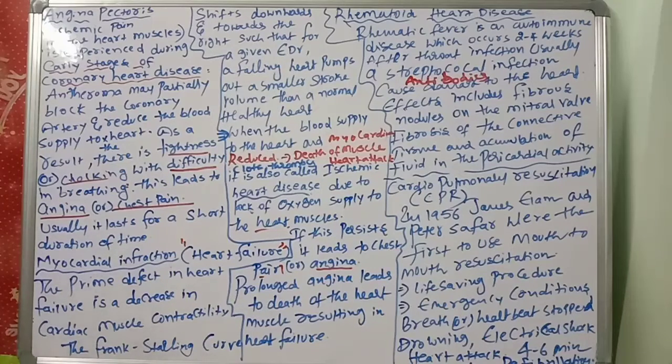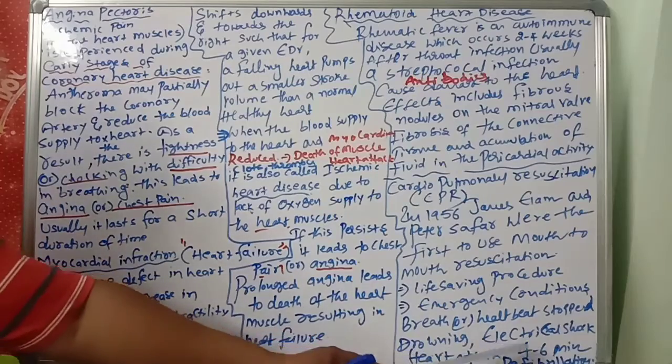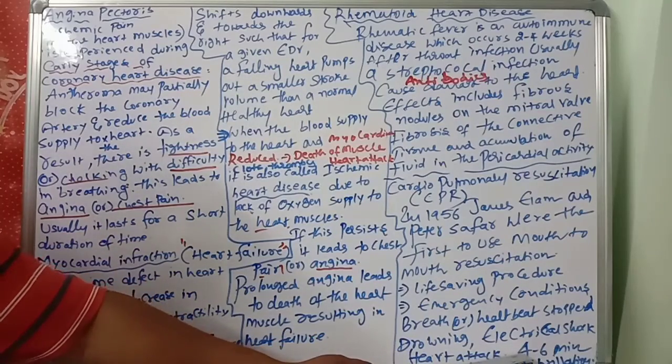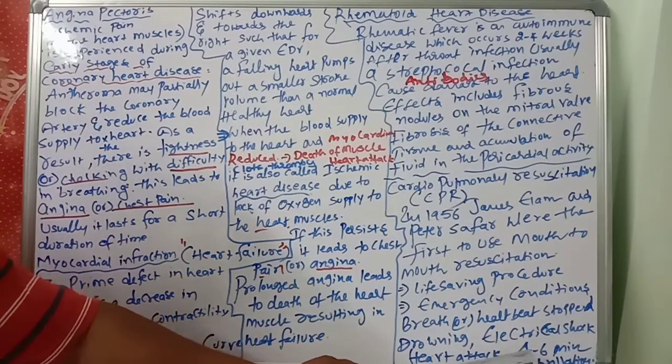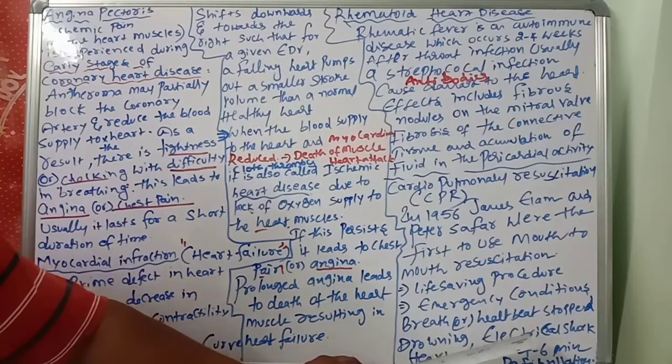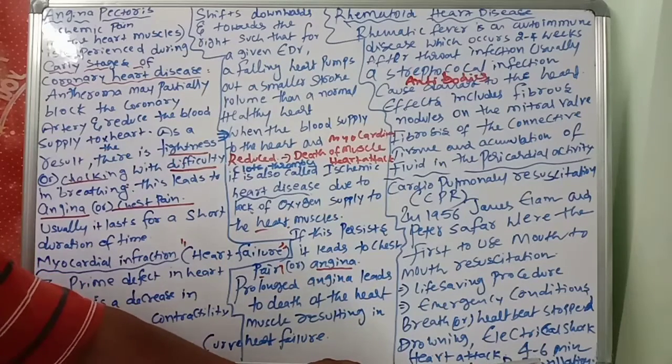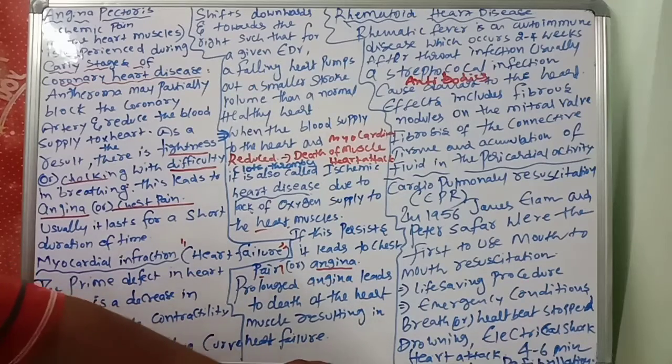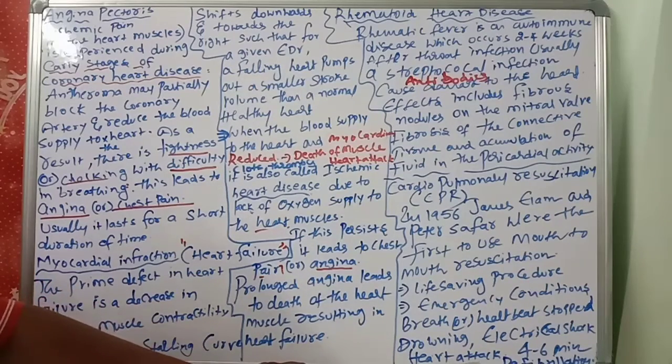CPR must be performed within 4 to 6 minutes after cessation of breath to prevent brain damage or death. Along with CPR, defibrillation is also done. Defibrillation means a brief electric shock is given to the heart to recover the function of the heart.